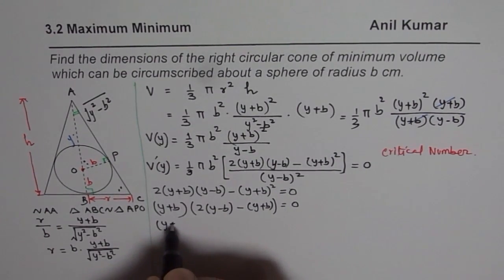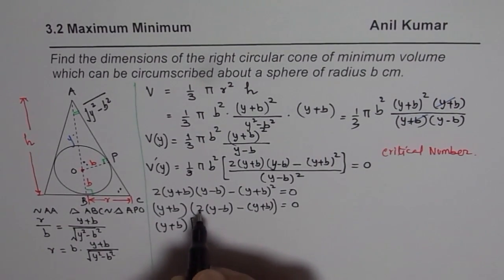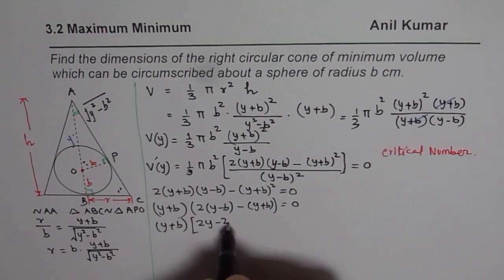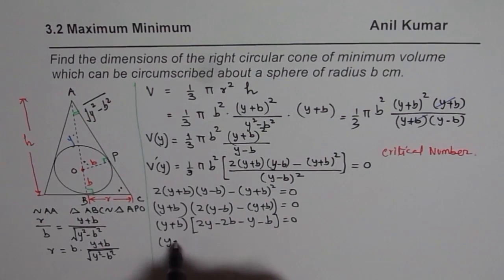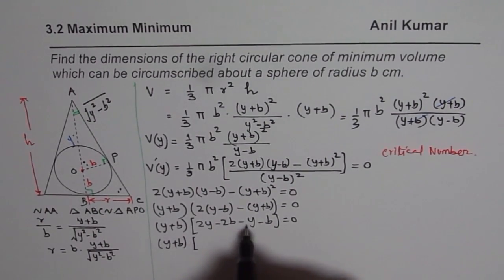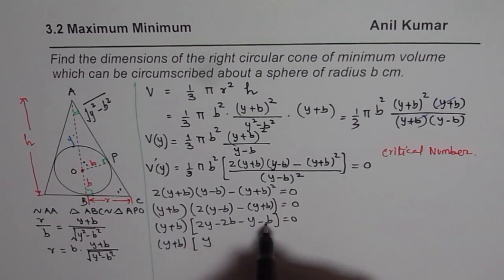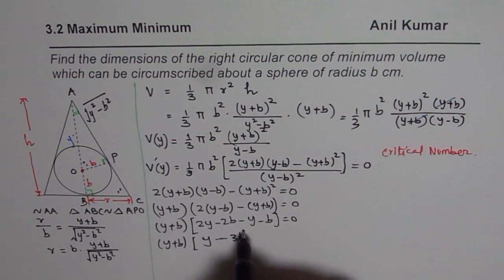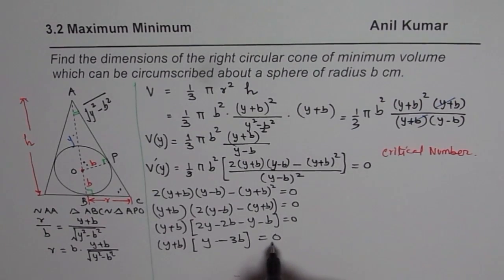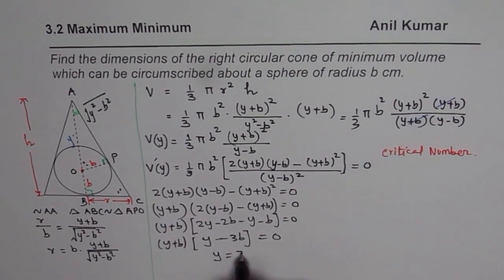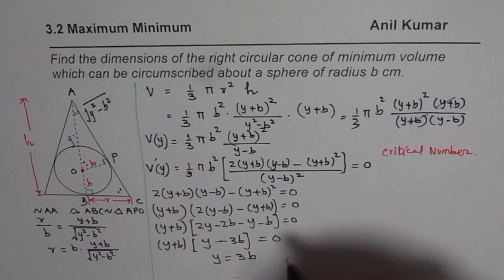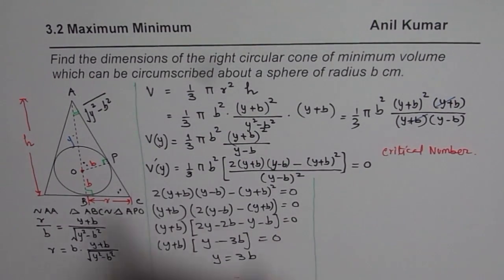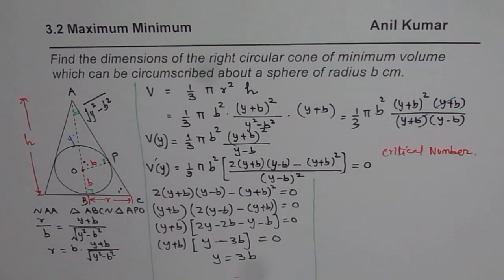Let's continue. Y plus b, so this term here is 2y minus 2b minus y minus b equals 0. Then we get (y plus b) times (2y minus y is y, minus 2b minus b is minus 3b) equals 0. Now this will be 0 if y equals 3 times b. You get the idea. So y equals 3b is what gives you the critical number, right? So that becomes the critical number for us.